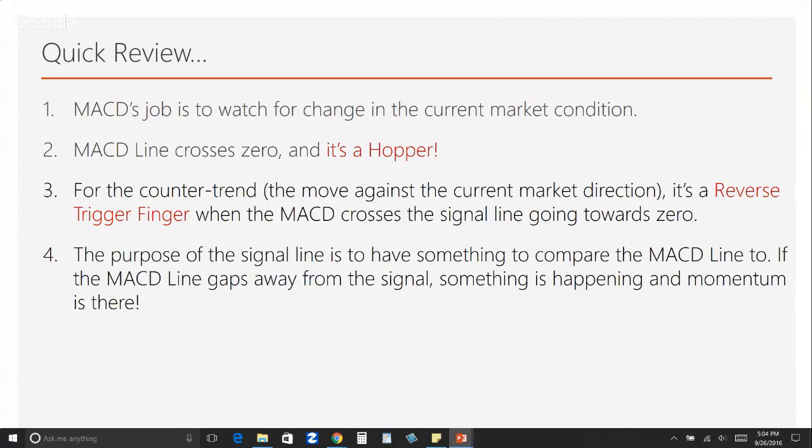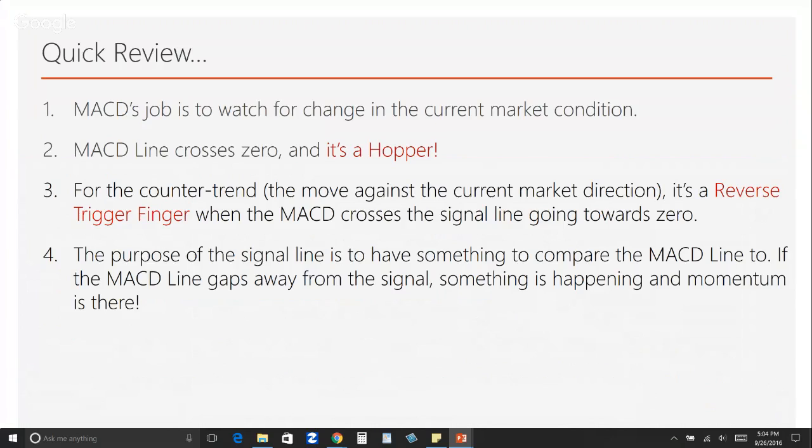And number two, remember, when the MACD line crosses 0, that's a hopper. It's a point in time where it might be a good point of entry for opening a new trade. It tells us something about direction and momentum, because when the MACD crosses 0, something new is happening.